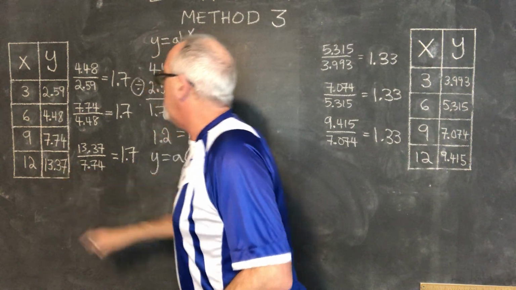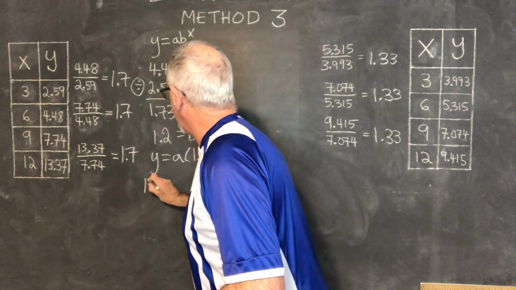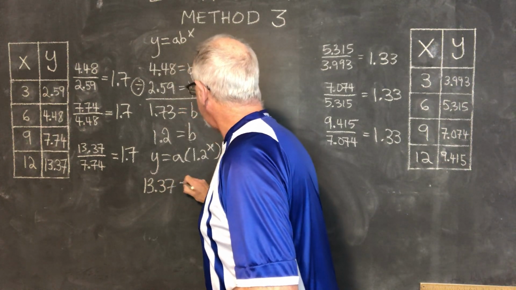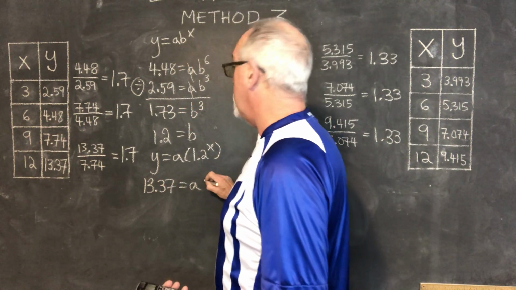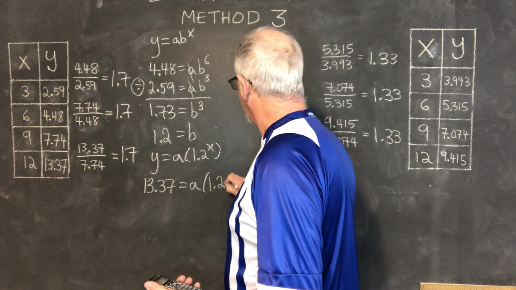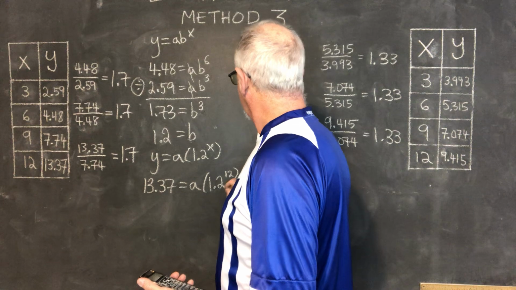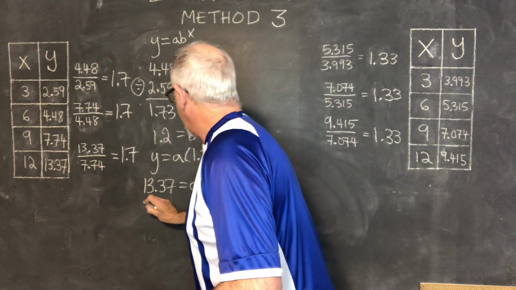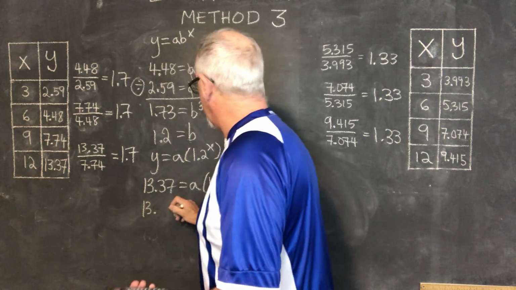I'll choose this one on the bottom because I'm a show-off. So I'm going to make y equal to 13.37 equals a times 1.2 to the 12. Oops, do my parentheses properly. Now I'm simplifying. I need to do 1.2 to the 12.